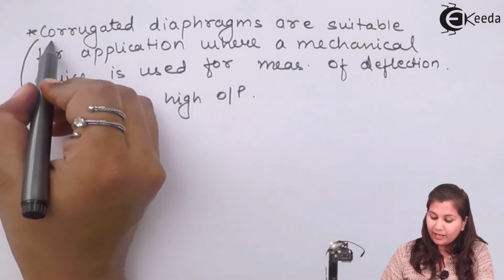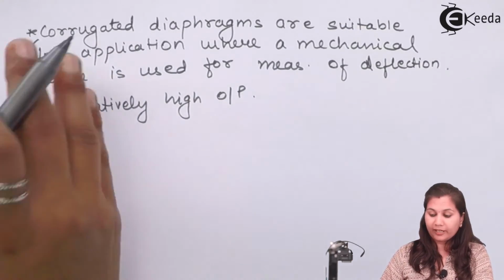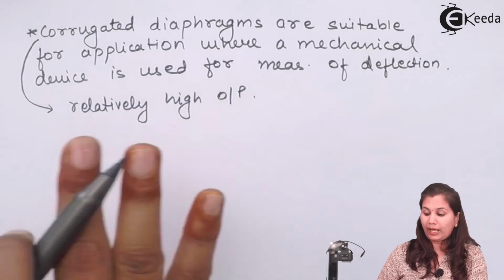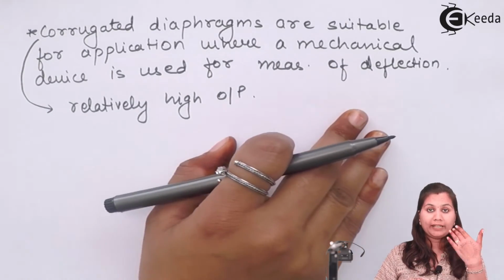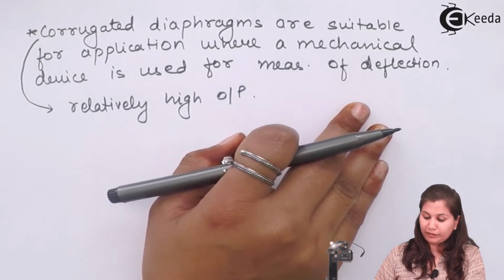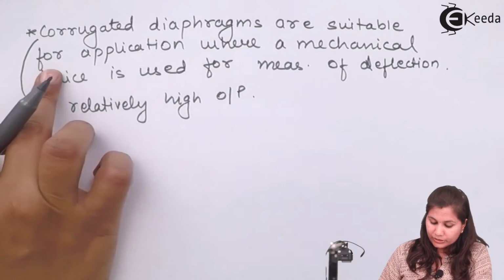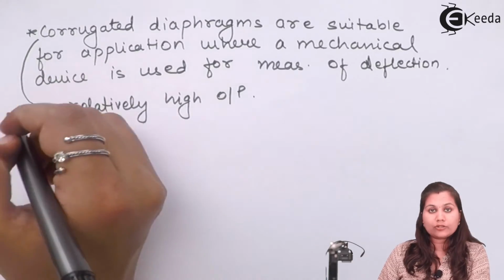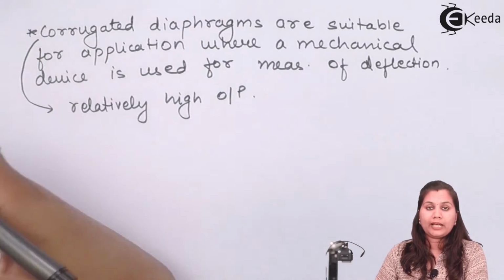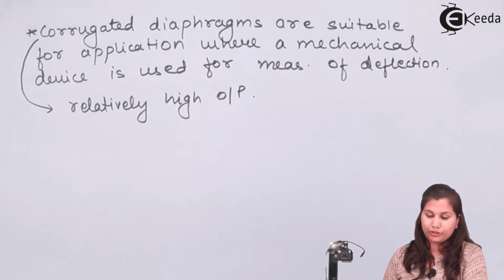Because they initially give a high output, and if they are combined with a mechanical device which provides further amplification to the deflection, we can use these corrugated diaphragms for the direct measurement of pressures.